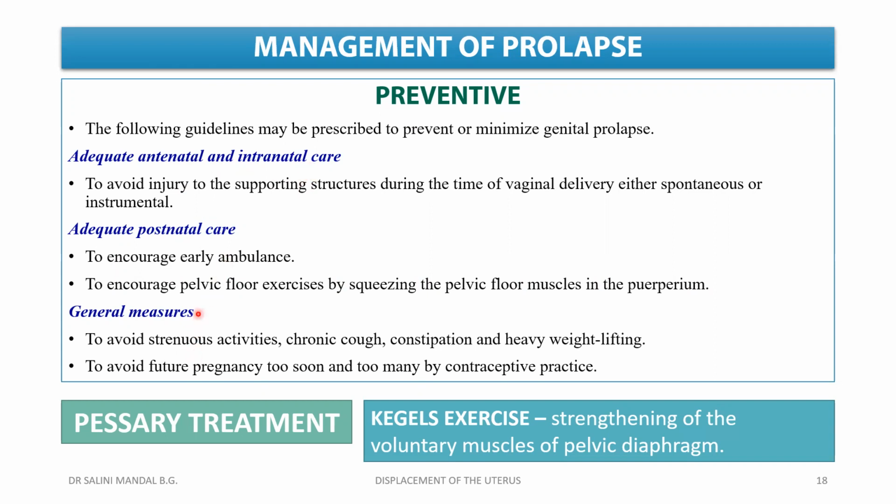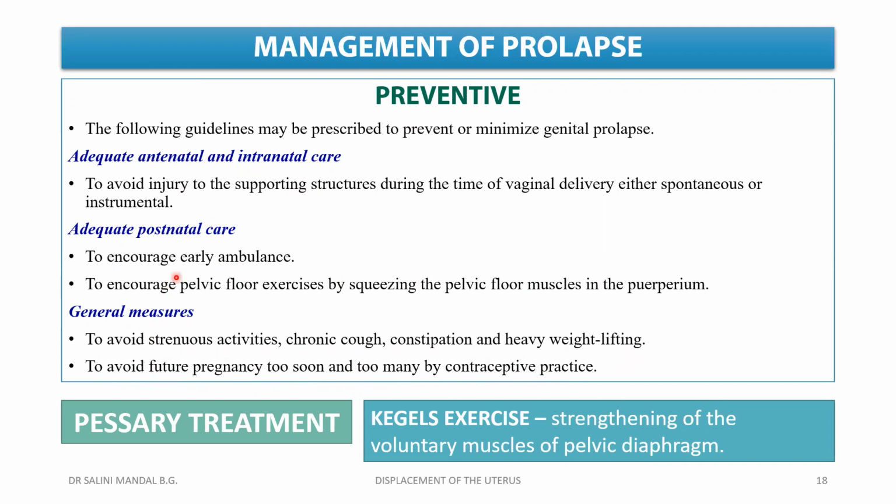Next, there are general measures to check for. We have to avoid strenuous activities, chronic cough, constipation, and heavy weight lifting. And we have to avoid future pregnancy too soon and too many, by contraceptive practices. Repeated pregnancy may lead to weakness or laxity of the uterine support and uterine muscles, which may lead to uterine prolapse. So there should be a gap between two pregnancies.